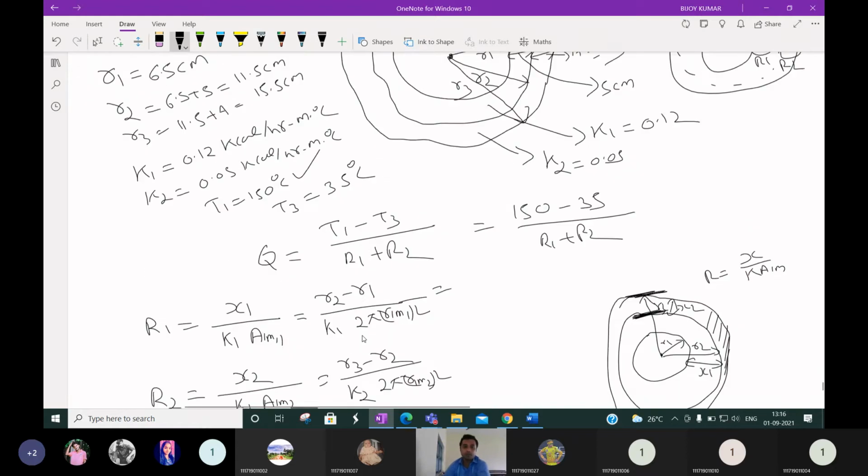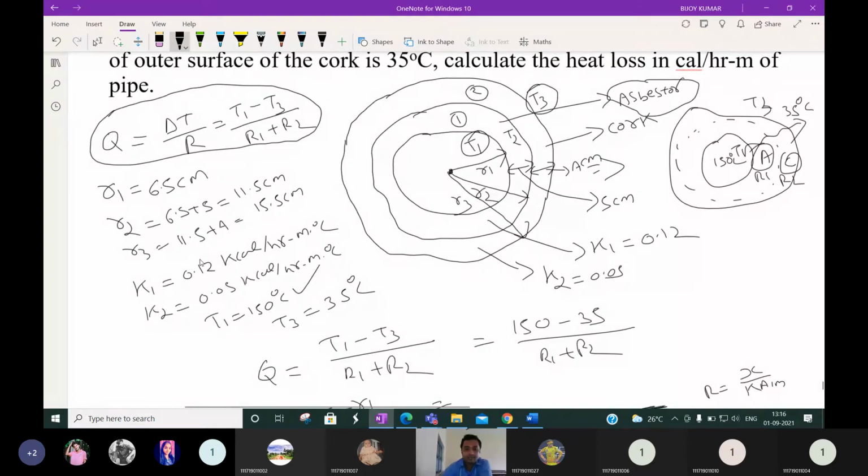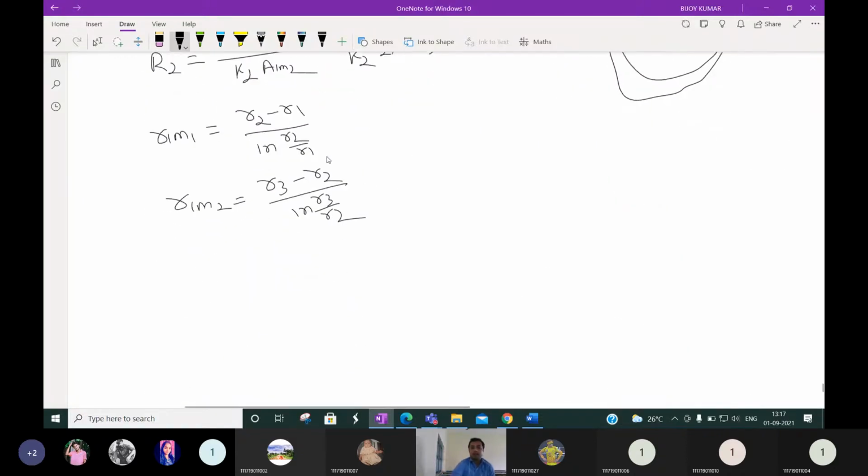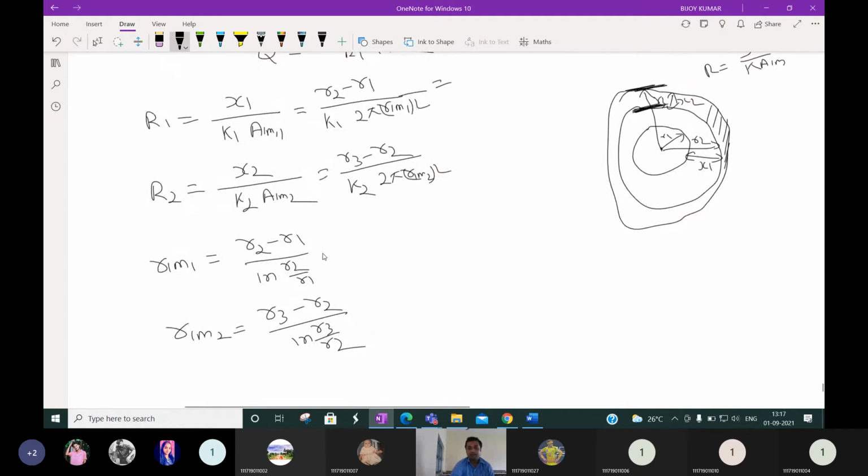Then the most important thing here is that K1 and K2 are given in meter and degree Celsius units. T1 and T2 are already in degree Celsius, so we will not do anything. But R1, R2 and R3 are given in centimeter, so we have to convert into meter. It will be 0.065 meter, 0.115 meter, and this will be 0.155 meter. So you have R1, R2 and R3, and you can calculate RLM1 and RLM2.